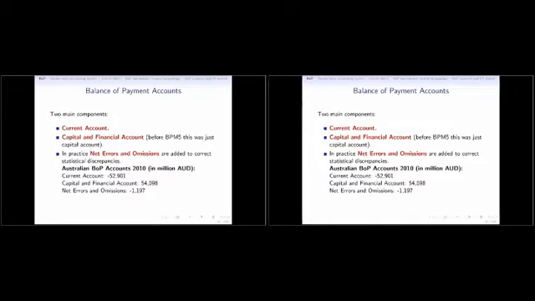In Australia in 2010, for example, the current account balance was minus $52 billion. The capital and financial account balance was about $54 billion. Sorry, current account minus almost 53, capital and financial account 54, and net errors and omissions around minus 1. If you add up these three numbers, you have zero. So that is the benefit.